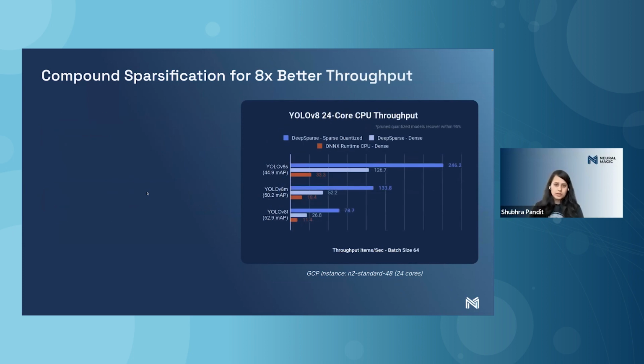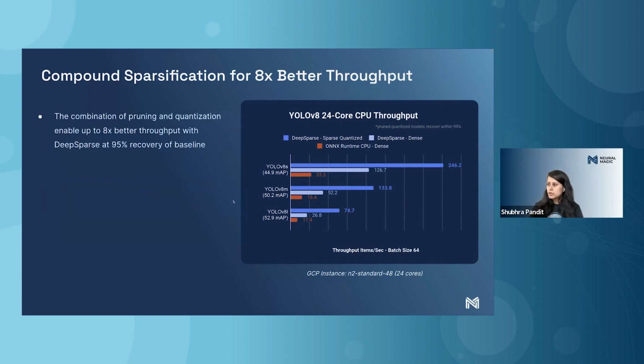So that was a look at latency, and now let's look at throughput, how we're doing here. Here we are looking at the small, medium, and large models, and the throughput for these. The larger numbers are better. So the blue here is the DeepSparse engine running our sparse quantized models, the middle shade is DeepSparse running the dense models, and red here is the ONNX runtime running dense models again.